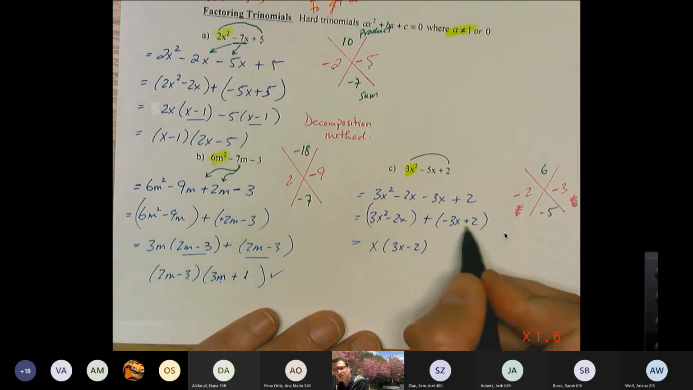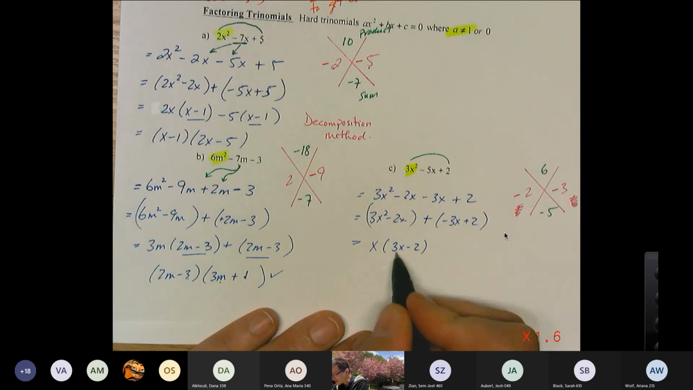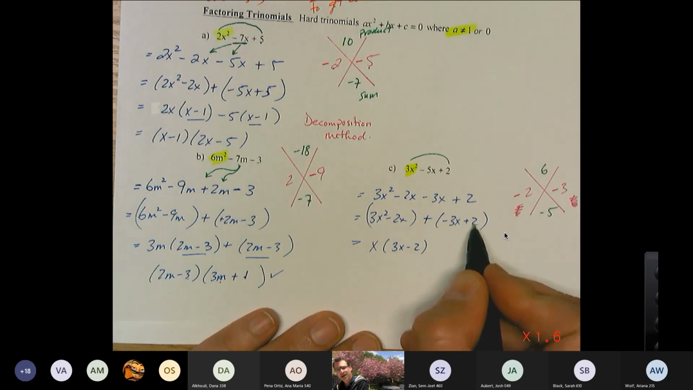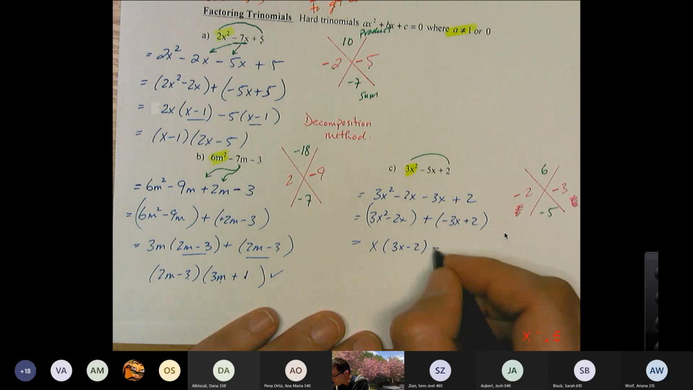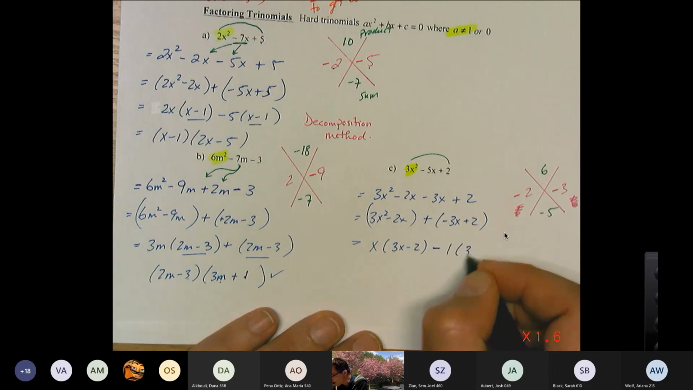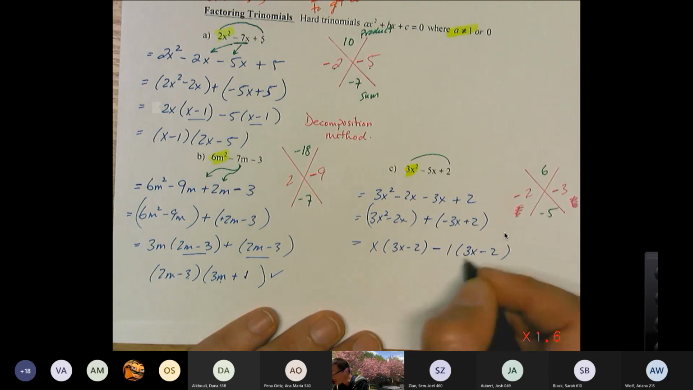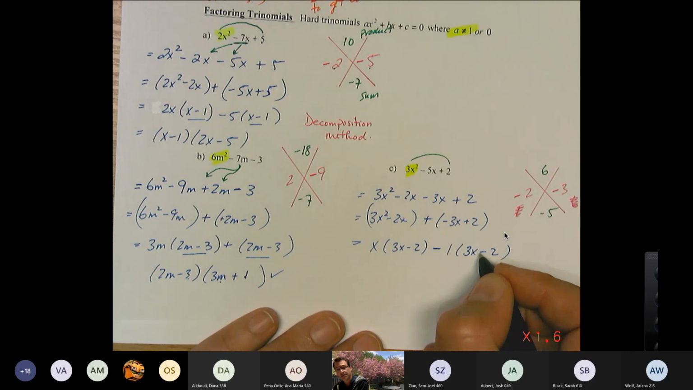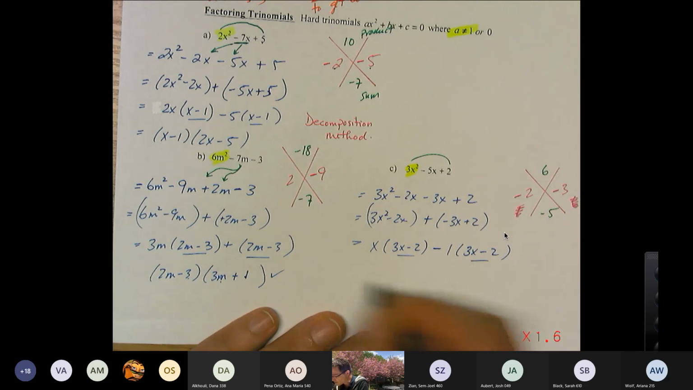Now this is close, but it's not 3x minus 2. This is negative 3x plus 2. So we're going to common factor out a negative. And that'll leave me with a positive 3x minus 2. So that changed the signs inside here. And we'll common factor out the binomial.